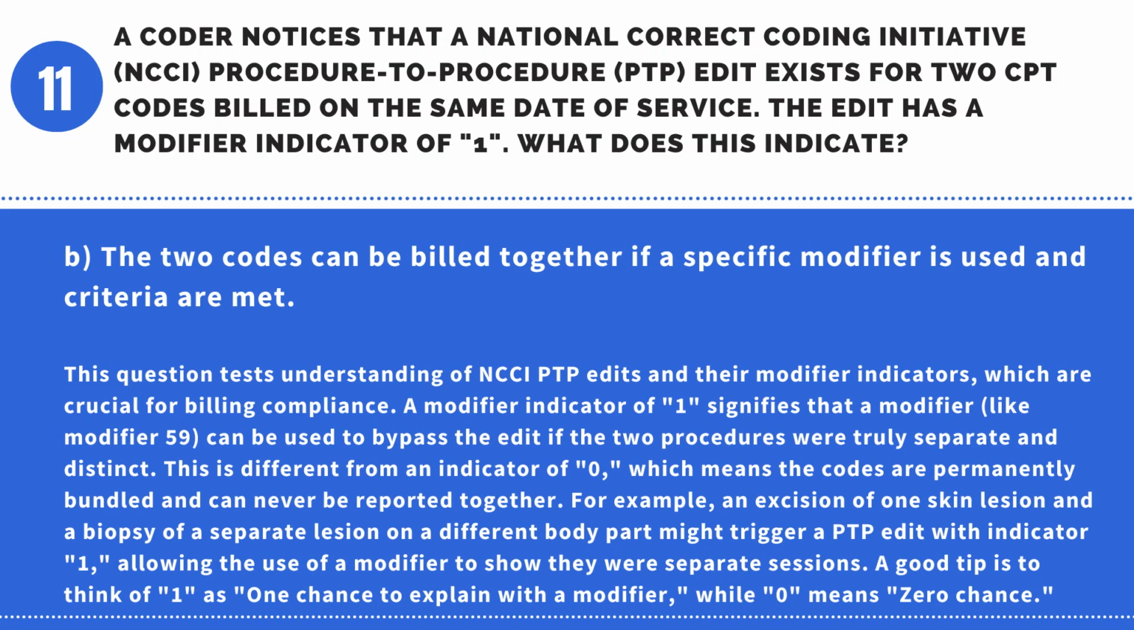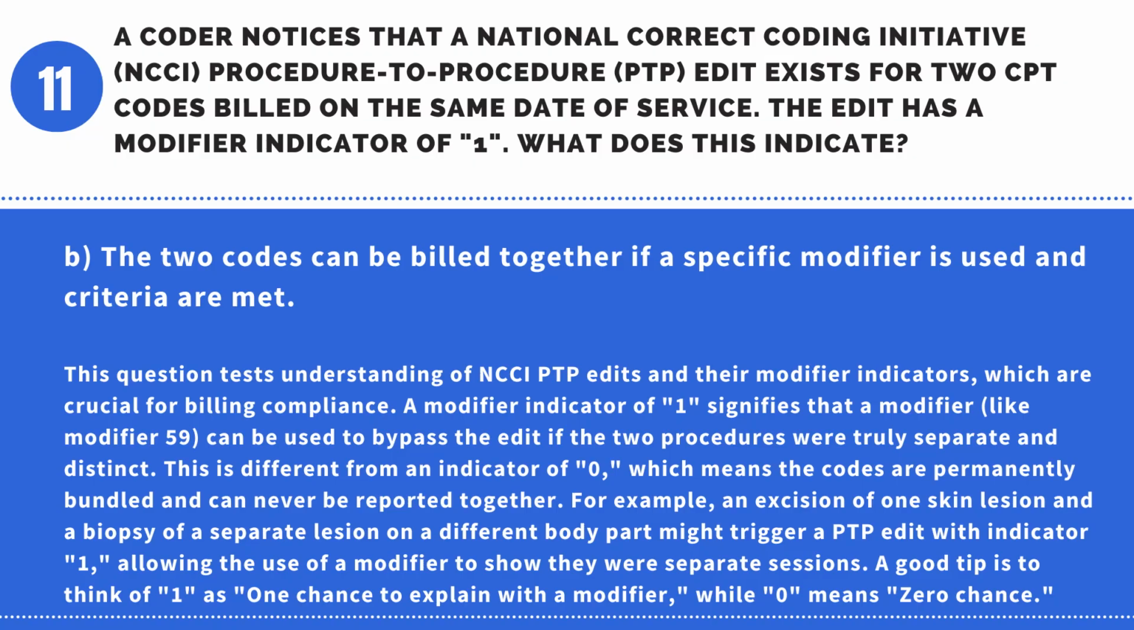Answer: B. The two codes can be billed together if a specific modifier is used and criteria are met. This question tests understanding of NCCI/PTP edits and their modifier indicators, which are crucial for billing compliance. A modifier indicator of 1 signifies that a modifier, like modifier 59, can be used to bypass the edit if the two procedures were truly separate and distinct. This is different from an indicator of 0, which means the codes are permanently bundled and can never be reported together.